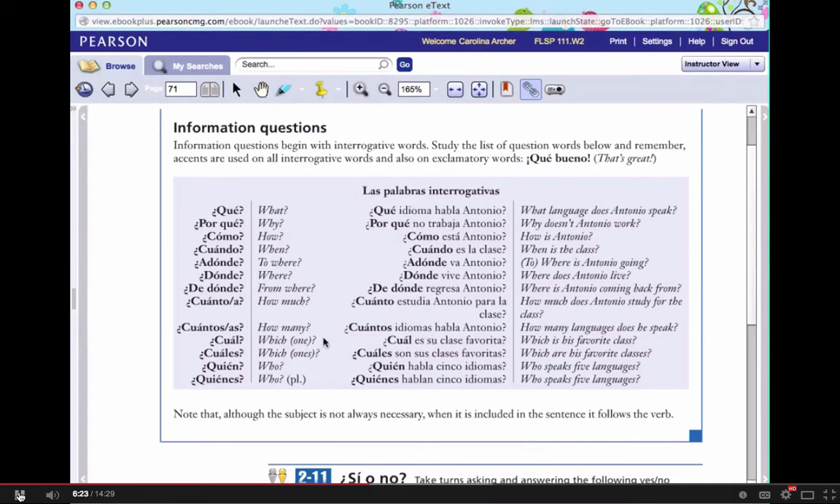¿Cuál means which one or which? ¿Cuál es su clase favorita? ¿Cuáles means which ones? ¿Cuáles son sus clases favoritas? ¿Quién habla cinco idiomas? ¿Y quiénes? The plural. ¿Quiénes hablan cinco idiomas? We use quiénes when you know for a fact that the answer is going to be in the plural. If you don't know if the answer is going to be in the plural, ellos, or in the singular, él, you ask with quién.